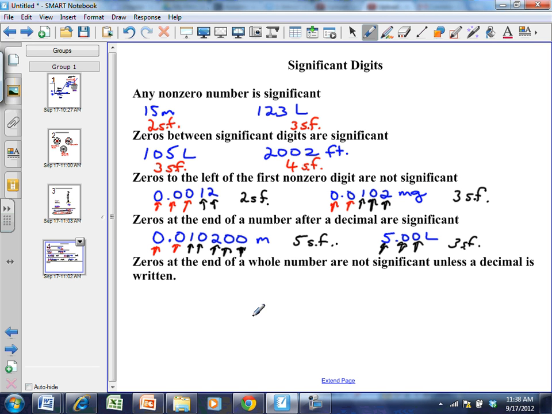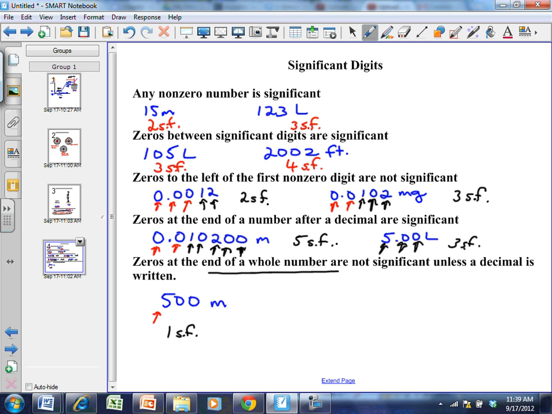Now, zeros at the end of a whole number are not significant unless a decimal is written. So here we go with this one. 500 meters. Now, when I write 500 meters in science, if I don't put any decimal there, then what I'm saying is that I'm not even sure about this digit right here. What I'm saying is I have a measuring device, and the first mark comes at 1,000 meters. So I'm looking about halfway between, but I can't be sure, so there's uncertainty with that 5. That's what I mean by how we report it. So this one only has one significant digit. Zeros at the end of a whole number are not significant.